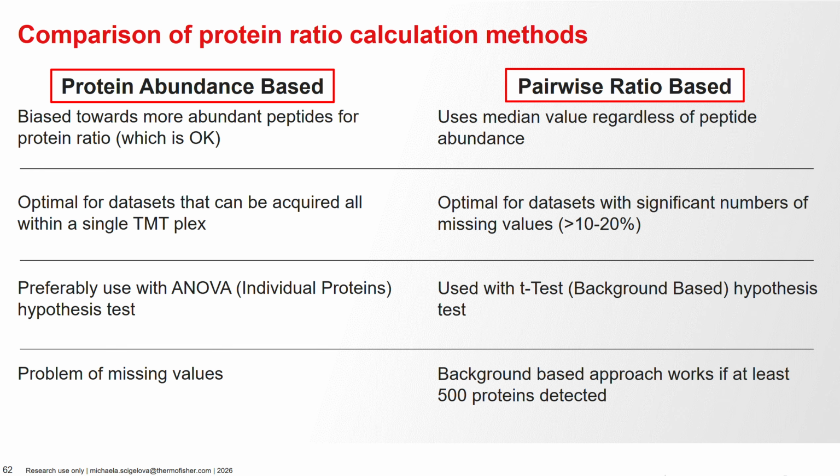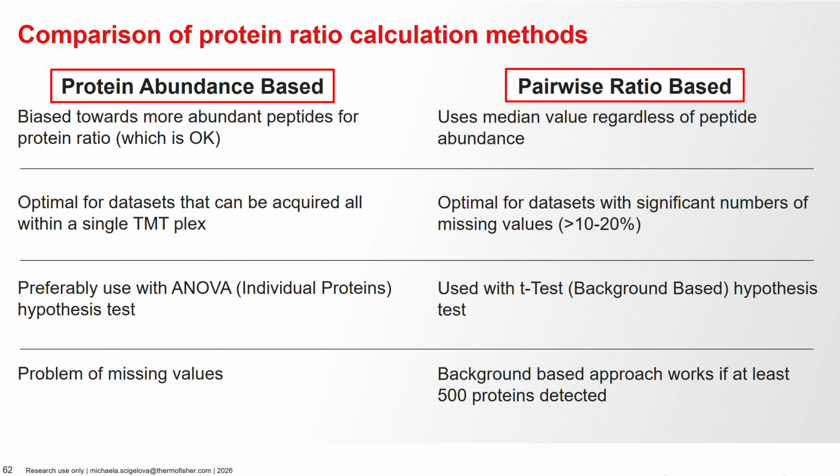against each other, and in addition to the benefit which I already mentioned with respect to the missing value treatment, we have some other things to consider. For instance, the selection of a hypothesis test, because certain protein ratio calculation methods suit a particular hypothesis test much better. We have two hypothesis tests in PD. We have ANOVA and t-test background based, and as you see, they are allocated such that if you have used the protein abundance-based protein ratio calculation method, we recommend you use ANOVA for your validation of the ratio changes, while if you use the pairwise ratio-based method for protein ratio calculation, you should be using the t-test background based hypothesis test.